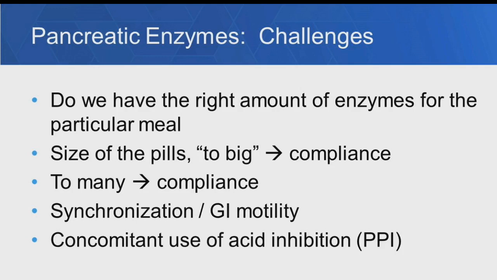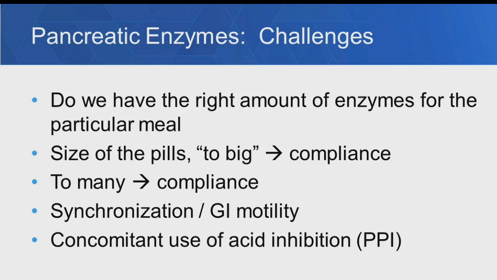The size of the pill is something that we frequently hear is too big, and that may be a reason why compliance goes down. The other issue is that there are too many. They need to take 2 with every meal, 1 with a snack, and this is also an issue. Synchronization, GI motility, as we spoke before, particularly in patients that have had surgery, and the other issue that we don't know the answer to yet is concomitant use of acid inhibition.